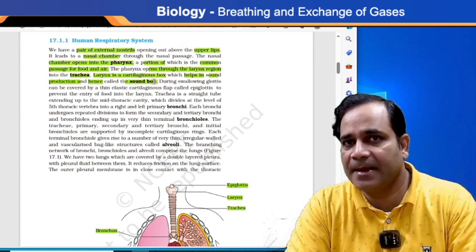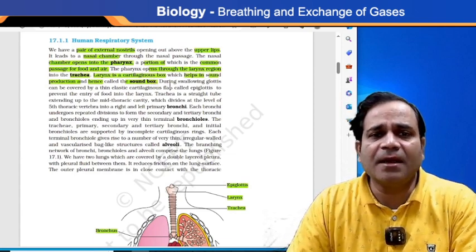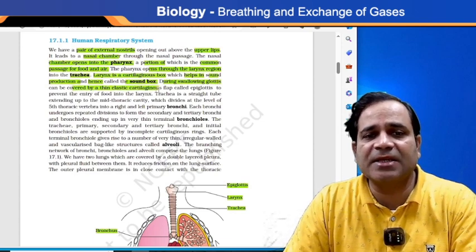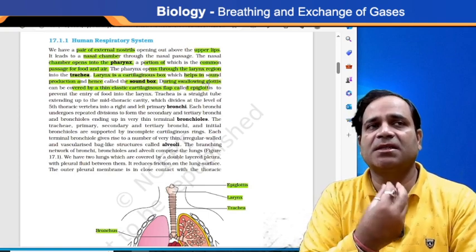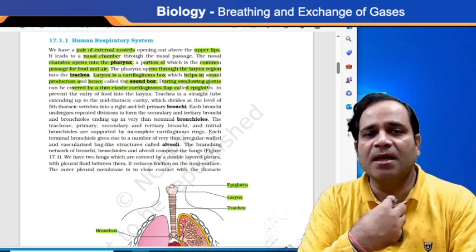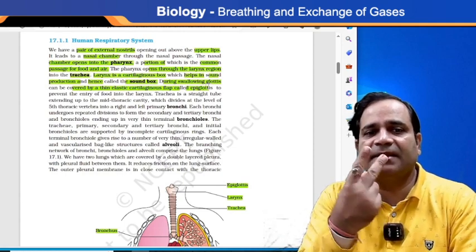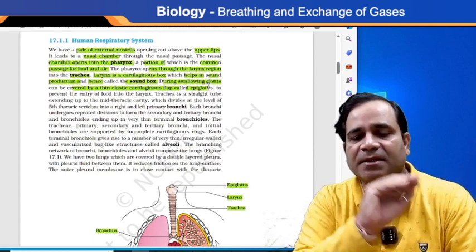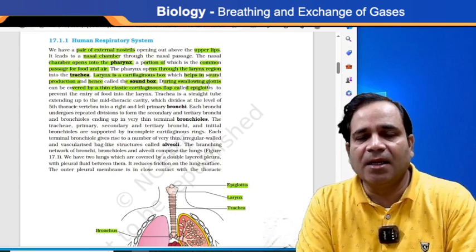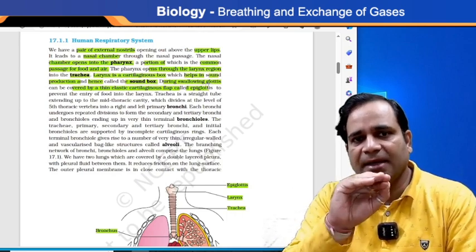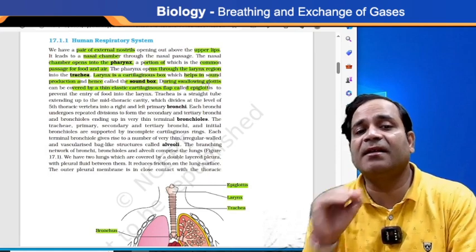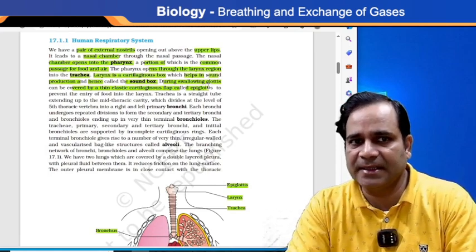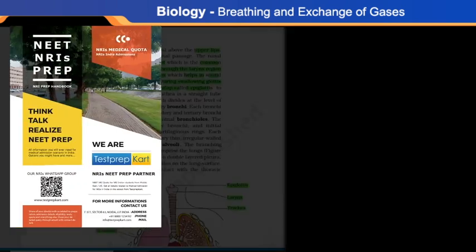Getting my point? This one is the thing. Now, during swallowing, the glottis is covered by a thin elastic cartilaginous flap called the epiglottis. So whenever you swallow the food, at that very time the thin elastic cartilaginous flap, that is called the epiglottis, covers the glottis. That very thin cartilaginous flap is called the epiglottis, to prevent the entry of food into the larynx.